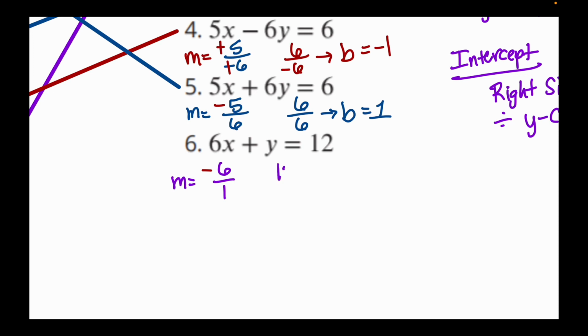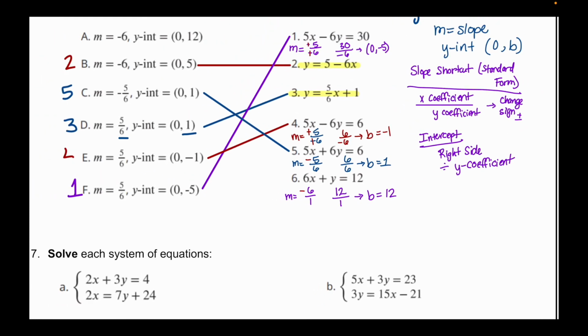And then for my b value, we're going to have 12, and that's going to divide by 1. So that means b is going to be 12. So I'm looking for a slope of negative 6 and an intercept of 12. I definitely see that this one has both of those. So A is going to match with option 6.